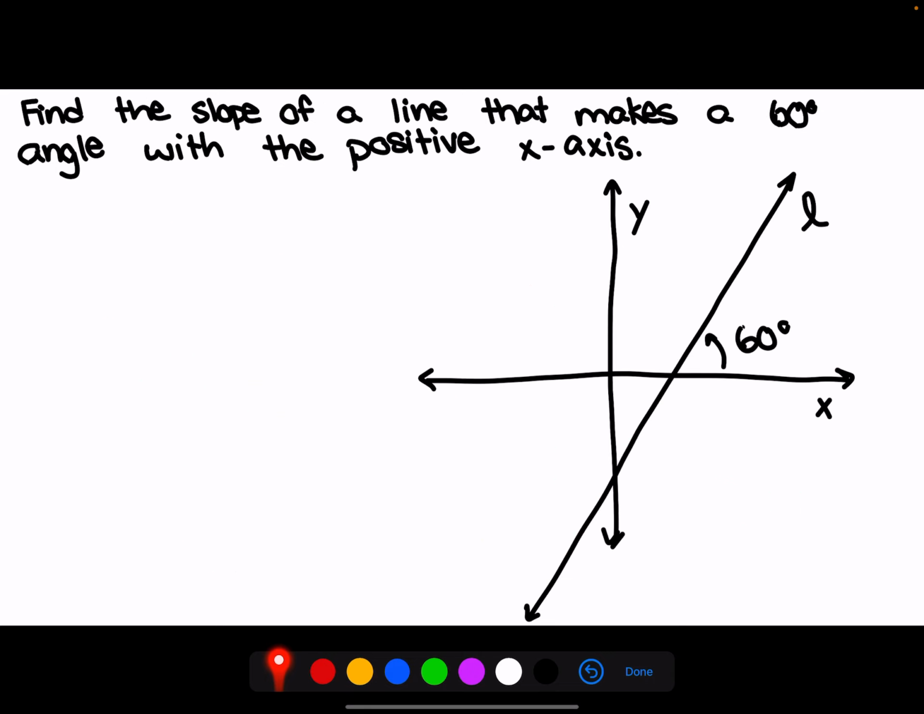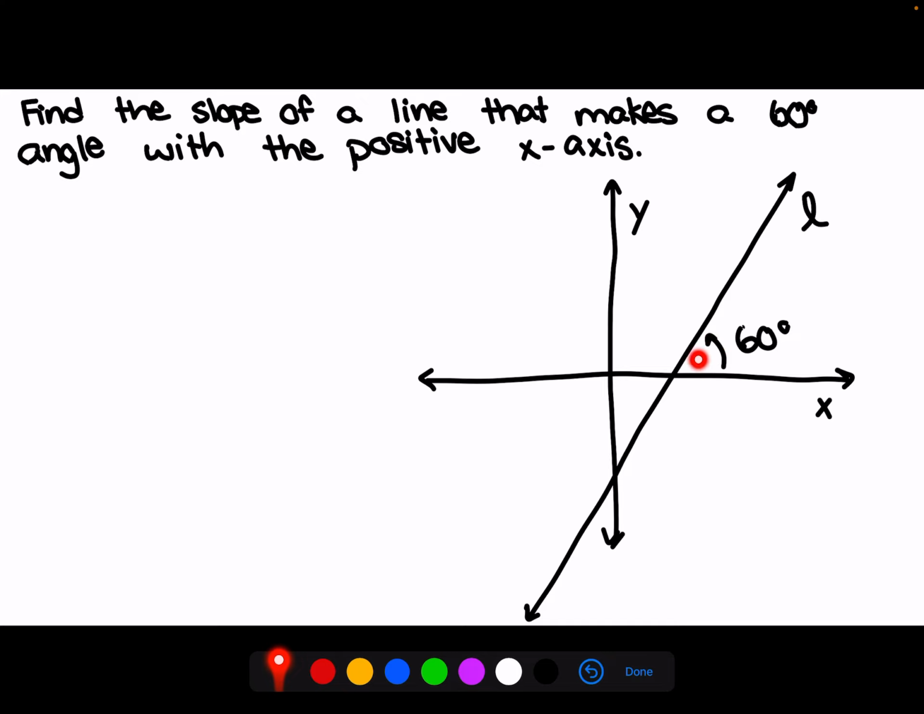All right, next up. Find the slope of a line that makes a 60-degree angle with the positive x-axis. So here's our x-axis. Here's that line L that's creating the 60-degree angle with the x-axis. So to get this started, we need to realize a couple things. First off, the x-axis and the y-axis intersect each other at 90 degrees. So we have a 90-degree angle here. Further, we're looking for slope. So we're looking for rise over run. Now, along with that, we have our 60-degree angle here.